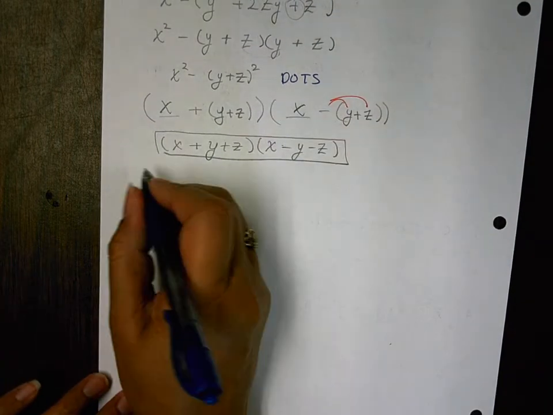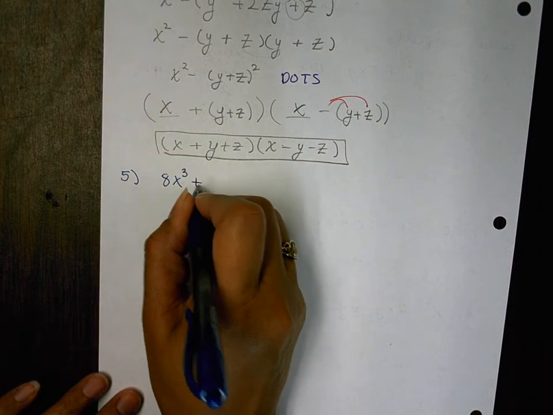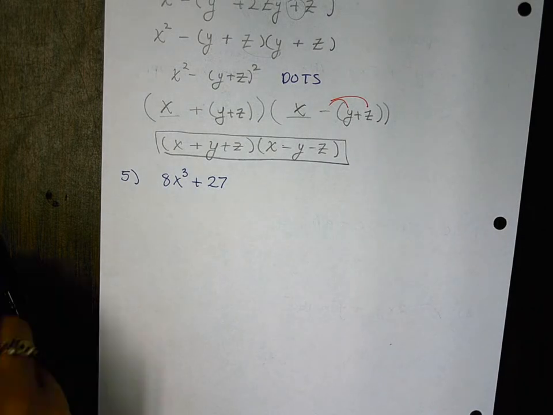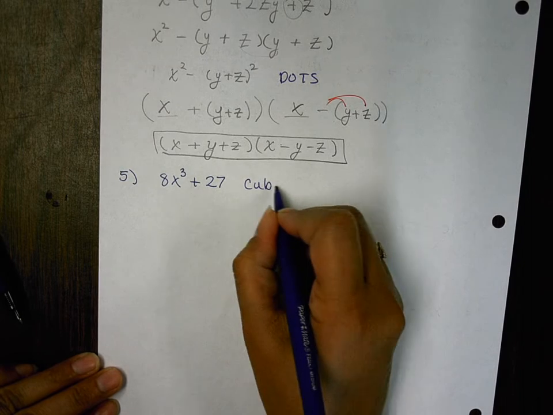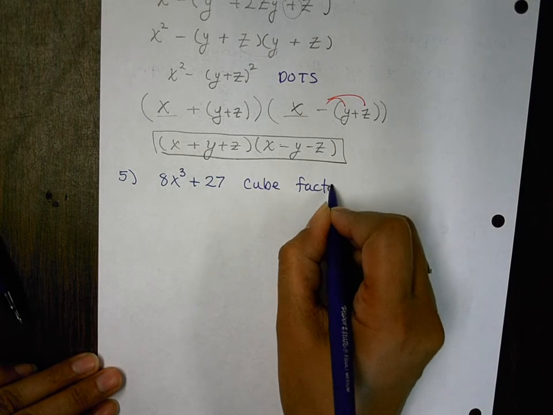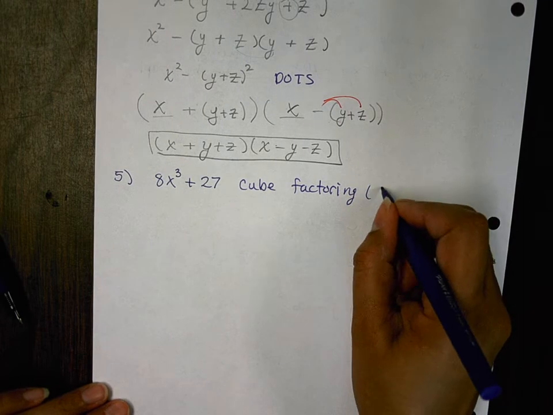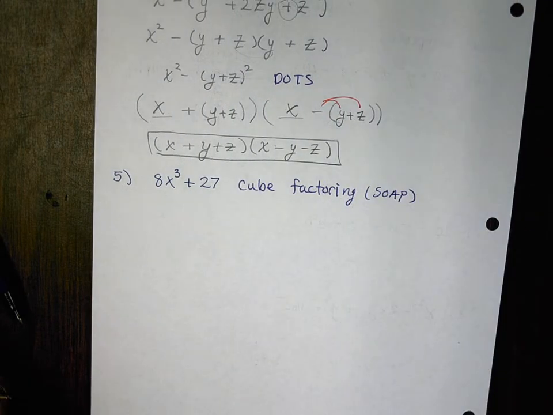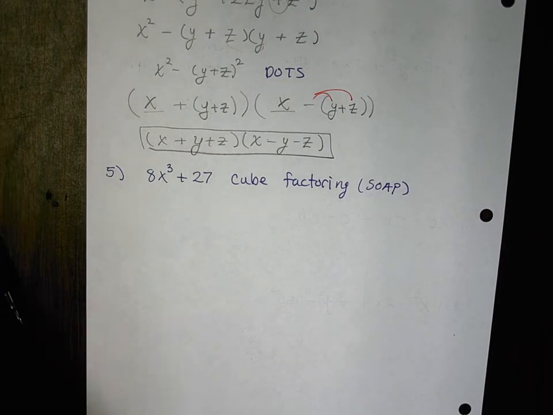All right, number 5, 8x cubed plus 27, and this is cube factoring. This is the SOAP. If that helps, you can put SOAP here. Same, opposite, always positive. You learned that last year as well. I am going to quickly write the formula down for you, just in case you have forgotten.